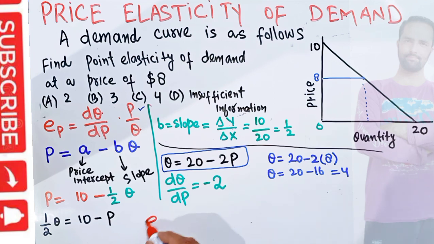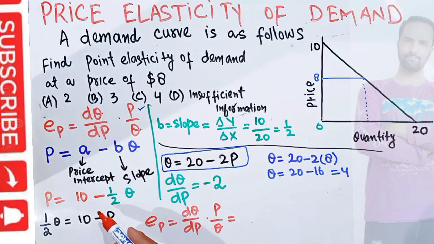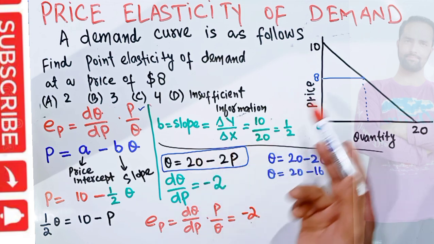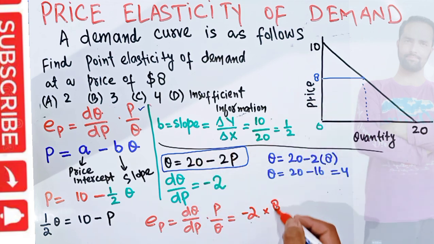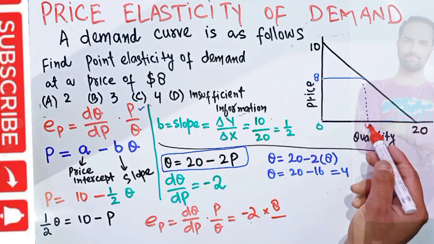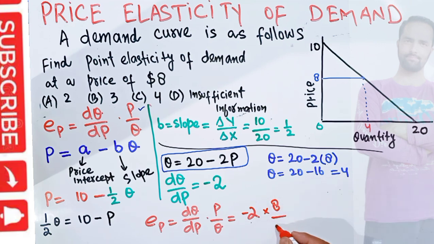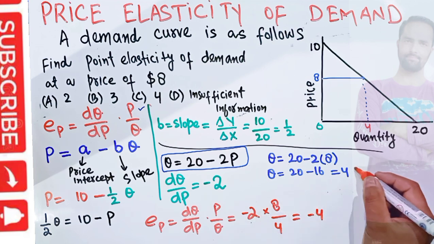That means elasticity of demand will be equal to dQ upon dP times P upon Q, which is equal to dQ upon dP, which we know is minus 2. P is being given to us as 8. Q we got 4. The value of Q is 4. So it is here 4. 4 ones are 4, 4 twos are 8 divided by 4 is 2, 2 into 2 is 4, which is minus 4 here.